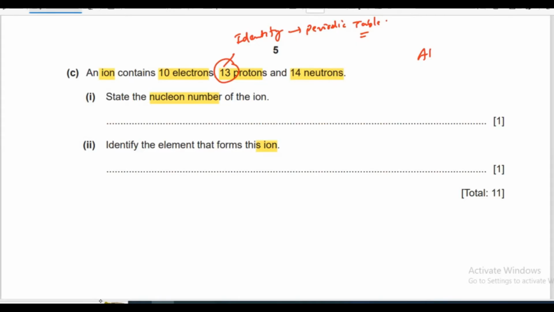State the nucleon number of the ion. Now the nucleon number is the sum of p plus n. So there are 13 protons and 14 neutrons. If you add these numbers, you will get 27. So 27 is the nucleon number. Identify the element that forms this ion. As I have already mentioned, 13 is the proton number of aluminium. So this element is aluminium.